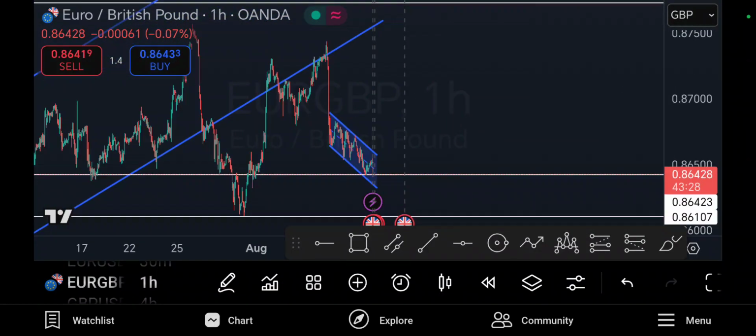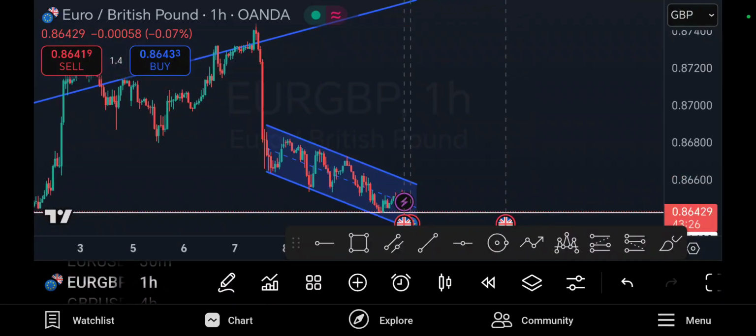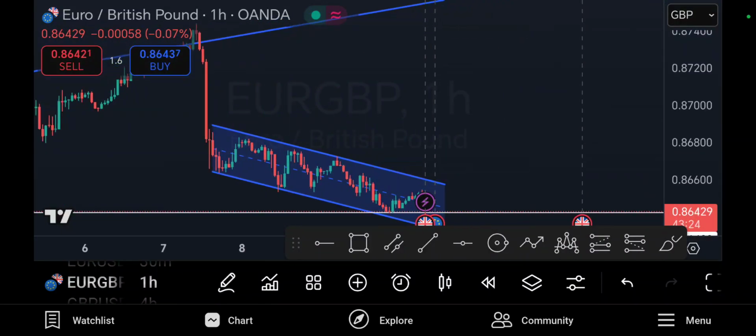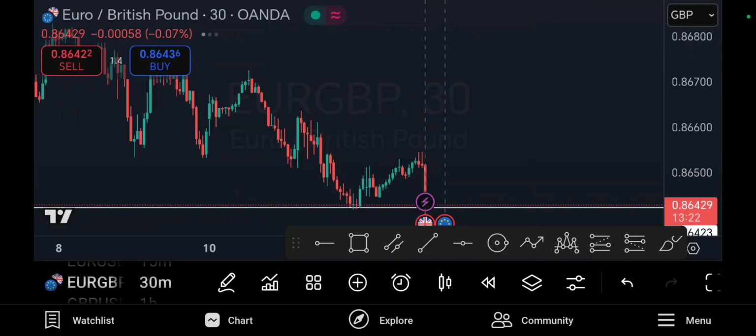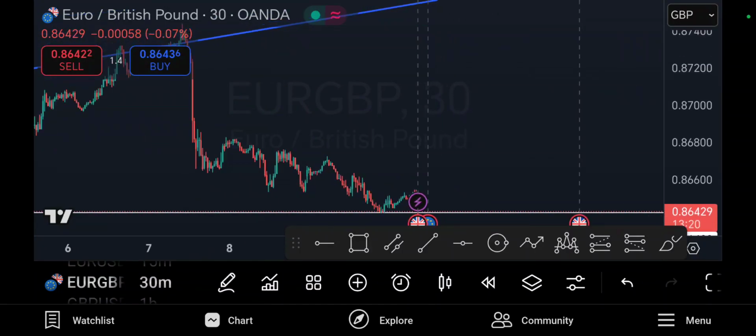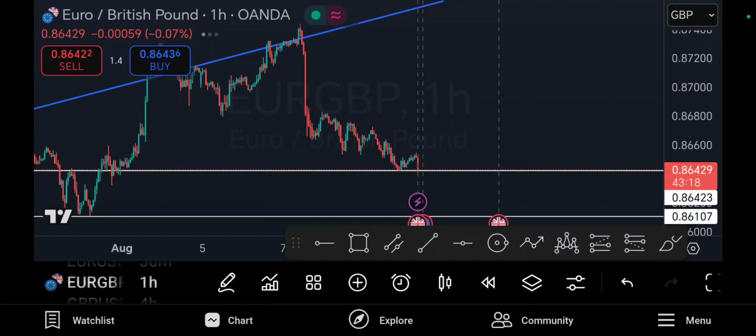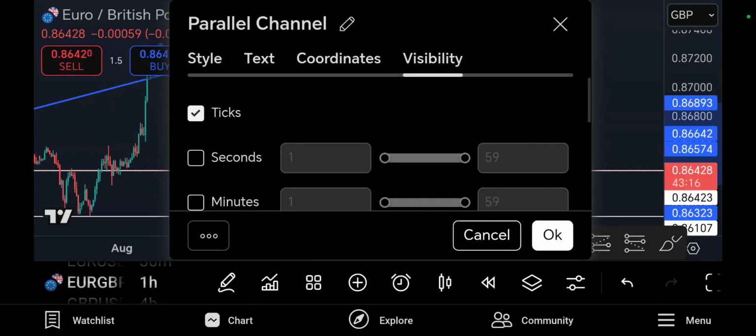Yeah, there's a zone. So with that being said, with only the 1 hour on Euro GBP, we can already expect the push to the upside.